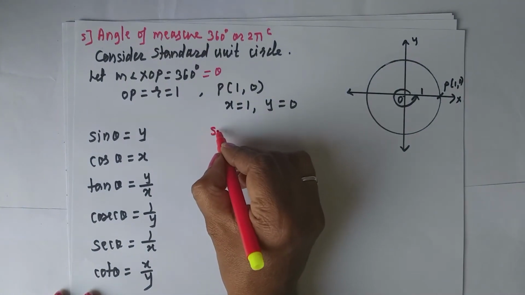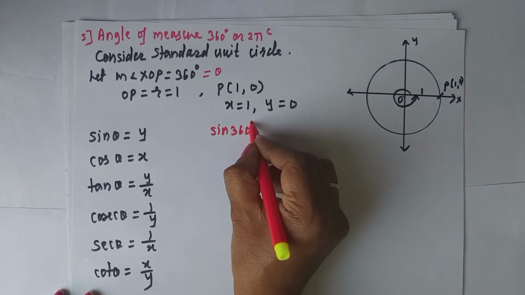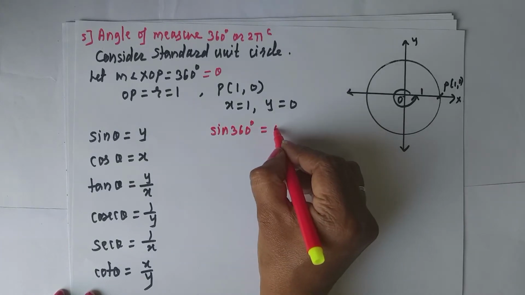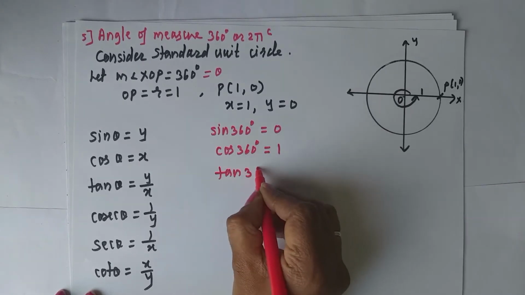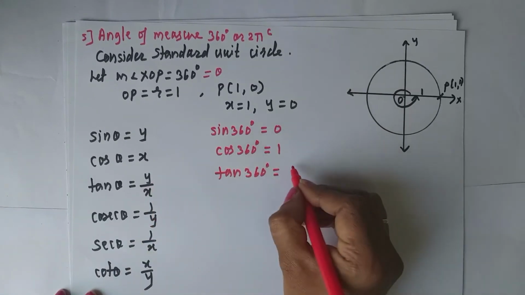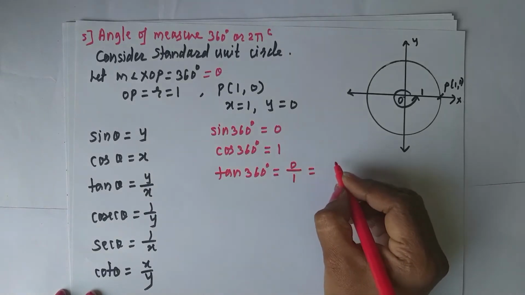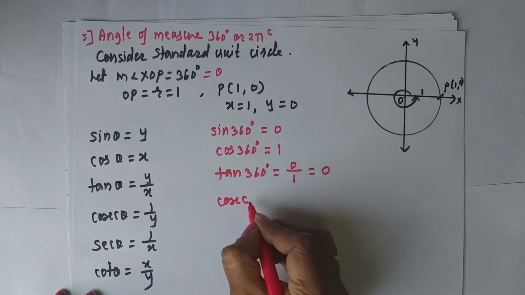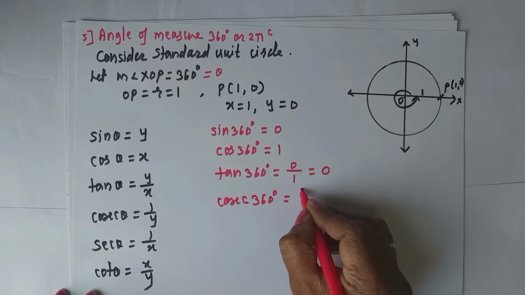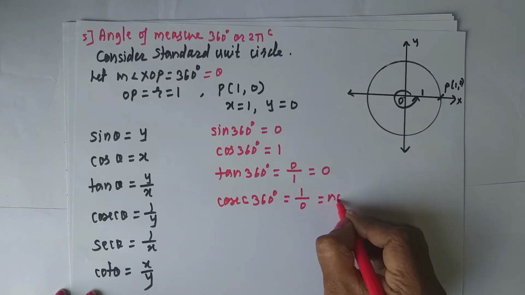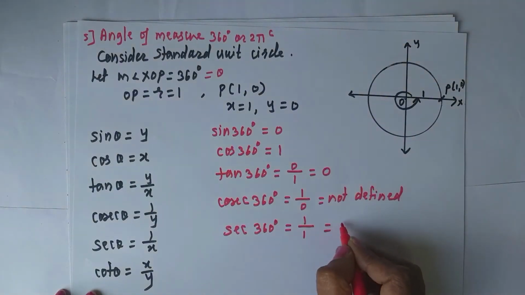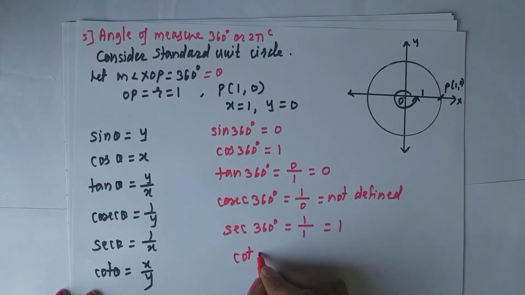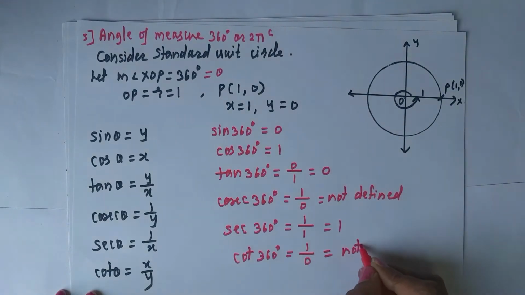Okay. Then write down sine 360 degree, and the value of y is 0. Then cos 360 degree, that is x, the value of x is 1. Tan 360 degree, put value of y 0, value of x 1, and again this is 0. Then cosec 360 degree, 1 upon y, y is 0, not defined. Then sec 360 degree, 1 upon x, value of x is 1, therefore 1. And cot 360 degree, x divided by y, that is 1 divided by 0, not defined.